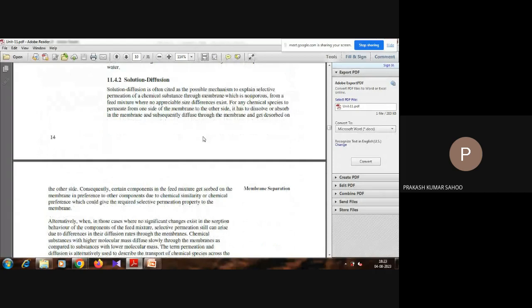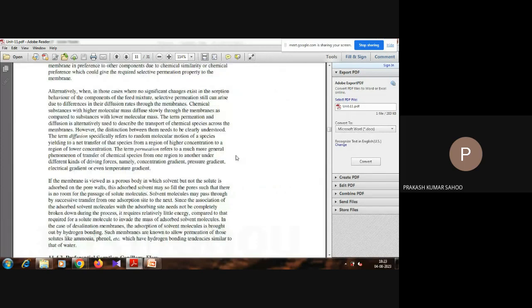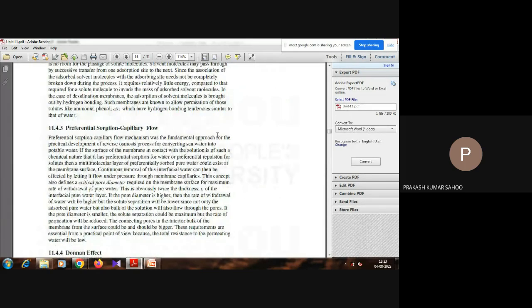So this depends upon the different diffusion process of the solution, how the different constituents get diffused in the solution, and depending upon the appreciable size difference, the separation will occur. Then we have preferential sorption or capillary flow.